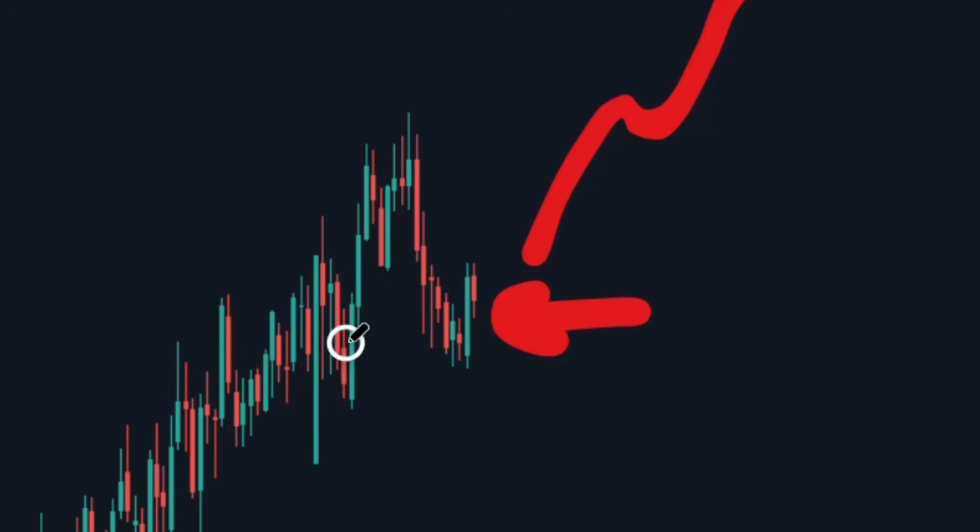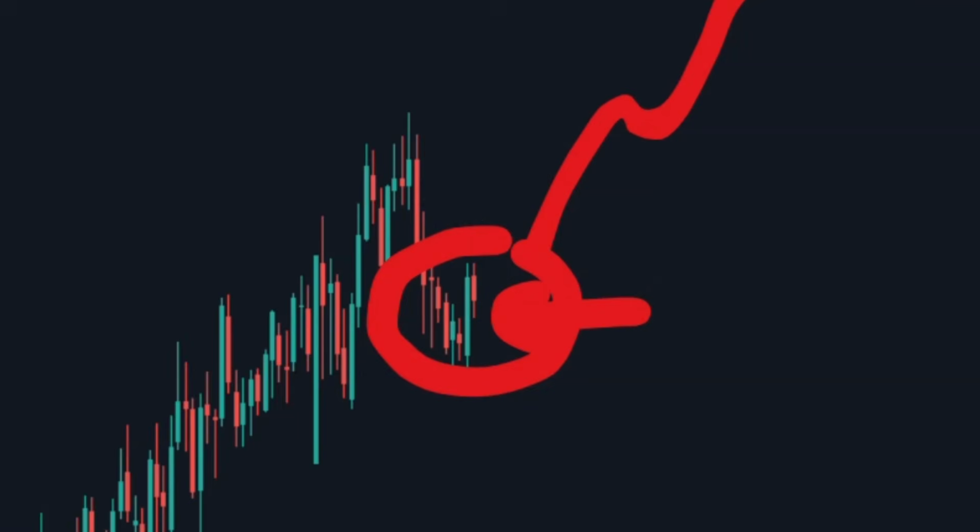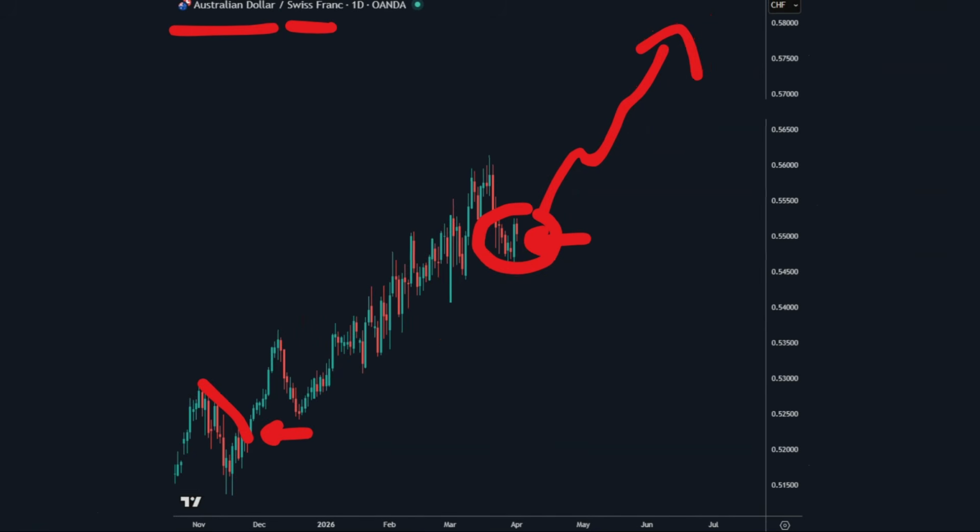So this can act as a trigger. We got it straight after a pullback. So this is a great trigger to position for a continuation of the market trend. And I want to be clear about why this matters.